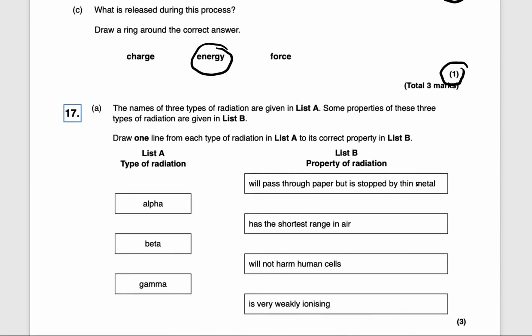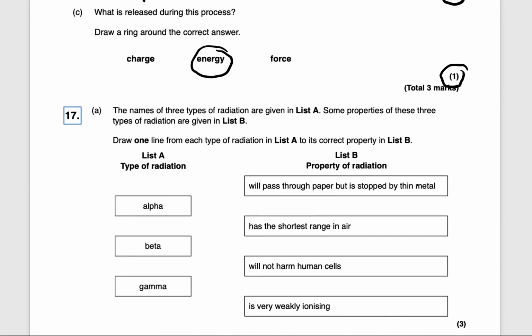Next question. The names of 3 types of radiation are given in list A. Some properties of these 3 types of radiation are given in list B. Draw 1 line from each type of radiation in list A to its correct property in list B. So alpha, which one is it? Is it will pass through paper but is stopped by thin metal, has the shortest range in air, will not harm human cell, and it's very weakly ionizing.